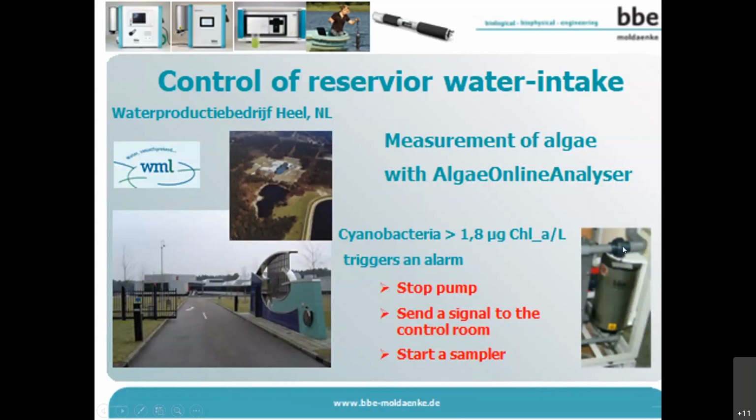We call it the Algae Online Analyzer, because online means that it measures the algae content and cyanobacteria 24 hours, 7 days. And when algae came up, we have a threshold installed for this. This can trigger an alarm, which stops pumps and signals to a control room and starts a sampler. Well, I use this because it was from the Netherlands, but it is used in other places worldwide, where we see that online measuring is a good way to monitor the content of algae.